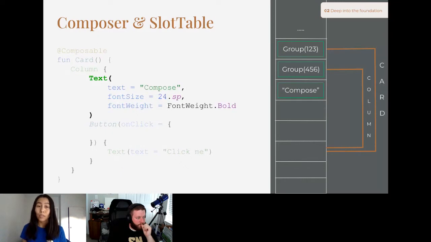Text, as you see, gets filled in the slot table as well, but because it does not accept a composable function as a content, as a parameter, what happens is text actually ends up being a regular function with the value in it, rather than being a group.